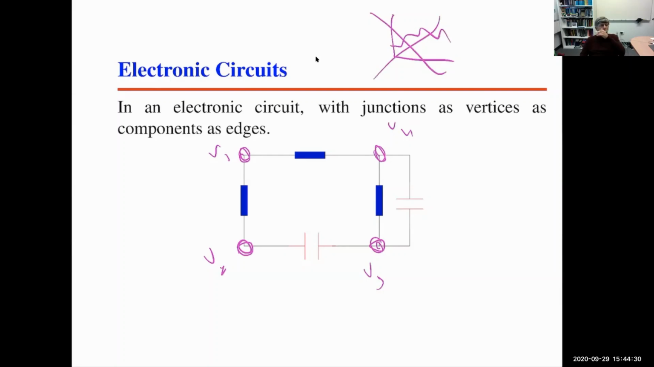Is there another graph that we could think of? Another way to look at circuits might very well be to have a vertex represent each component.